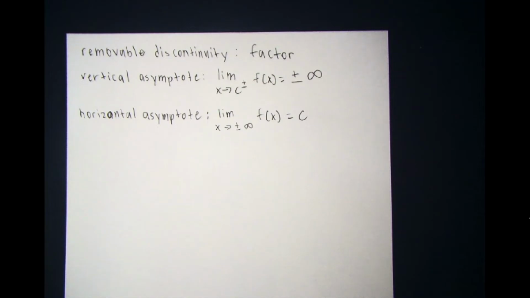So one application of limits that you'll be tested on is using limits to find the removable discontinuity, the vertical asymptote, and a horizontal asymptote of a function. In order to find the removable discontinuity, you're going to have to factor the equation, and whatever it can cancel out will give you the removable discontinuity. In order to find the vertical asymptote, you take the limit as x approaches a certain constant, either from the right or left-hand side, and if that is equal to plus or minus infinity, then you have a vertical asymptote there. In order to find the horizontal asymptote, you take the limit of the function as x approaches positive or minus infinity, and if that gives you a constant, then that's the horizontal asymptote of that function.